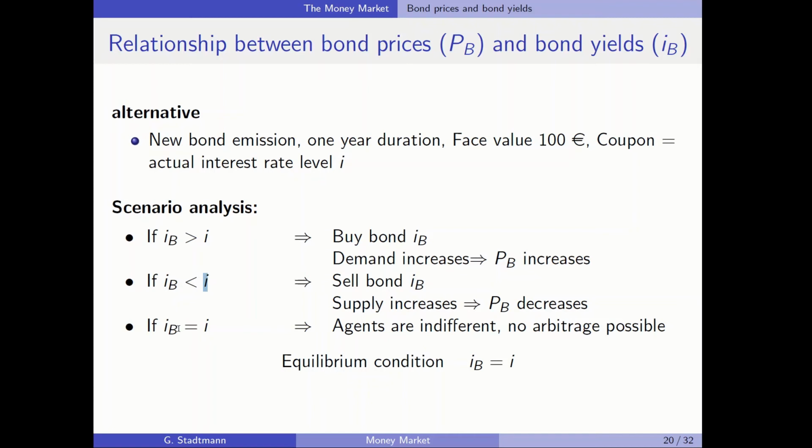Only in case that the yield of the old bond is equal to the yield of the new bond are the agents indifferent, and there is no arbitrage possibility. So the equilibrium condition is that the yield of the old bond has to be equal to the yield of the new bond.